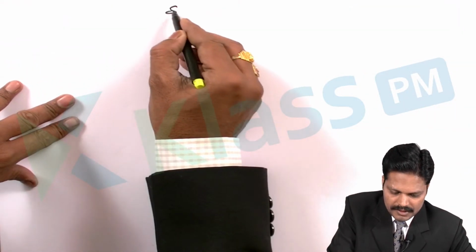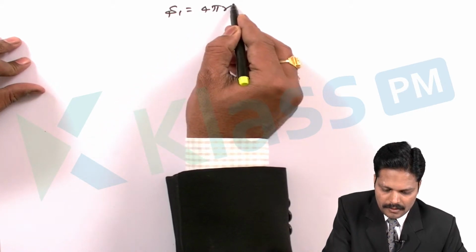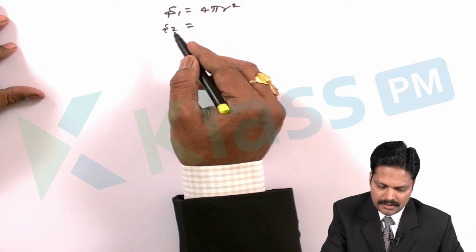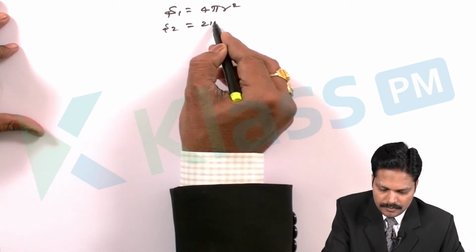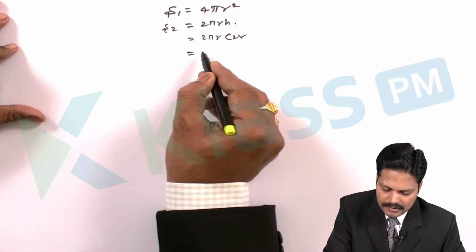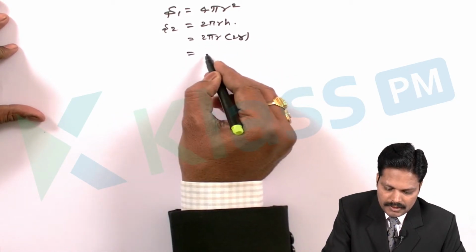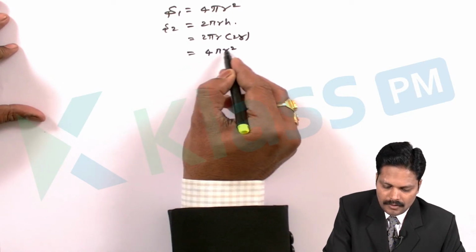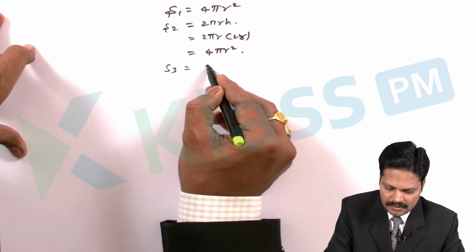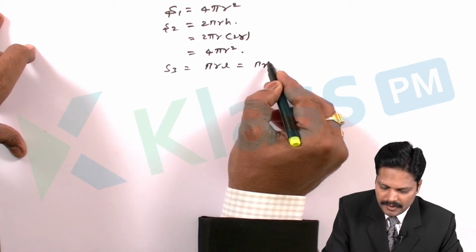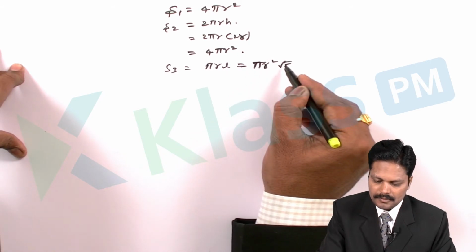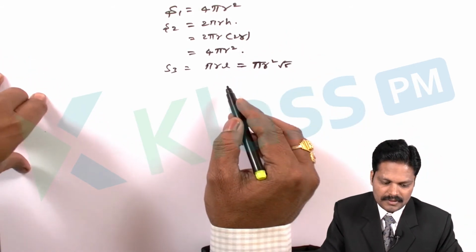We need to get S1, which is nothing but 4 pi r square. Then we check S2, the curved surface area of the cylinder, 2 pi r h. We convert 2 pi r h, already having h as 2r in terms of r, so here we get 4 pi r square. Using this we can identify. Then S3 is pi r L. We take pi r square and root 5, since we already have the L value in terms of root 5 and r. In this manner we can take the values.